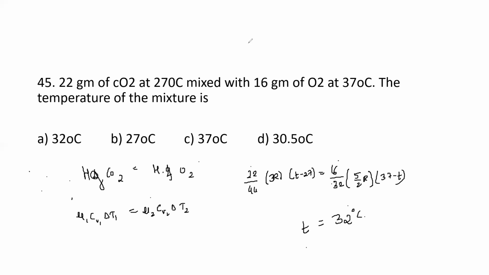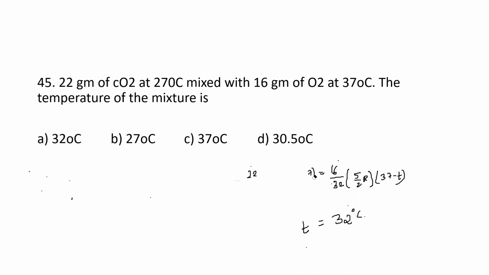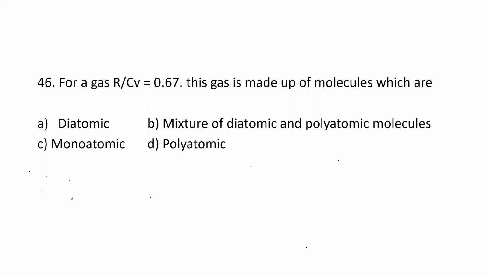One more question, the last question for today's class. For a gas, R by CV is equal to 0.67. This gas is made up of molecules which are, whether it is diatomic, a mixture of di and poly, whether it is monoatomic or polyatomic. Let us see this one.